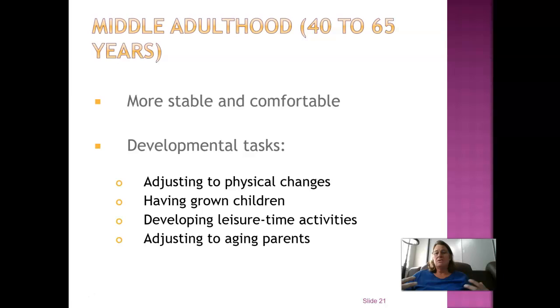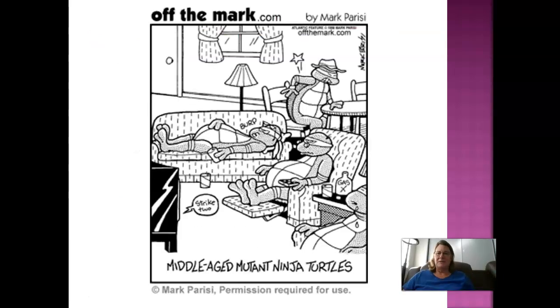So now they're starting to adjust to physical changes as the body's starting to age. They have grown children. A lot of times we call this the sandwich generation because they're still trying to get their kids in high school, finish raising them, and yet they have aging parents that they're having to help with. They're kind of sandwiched between those two generations. They're starting to think of leisure activities. If we're going to retire soon, what am I going to do with my retirement?